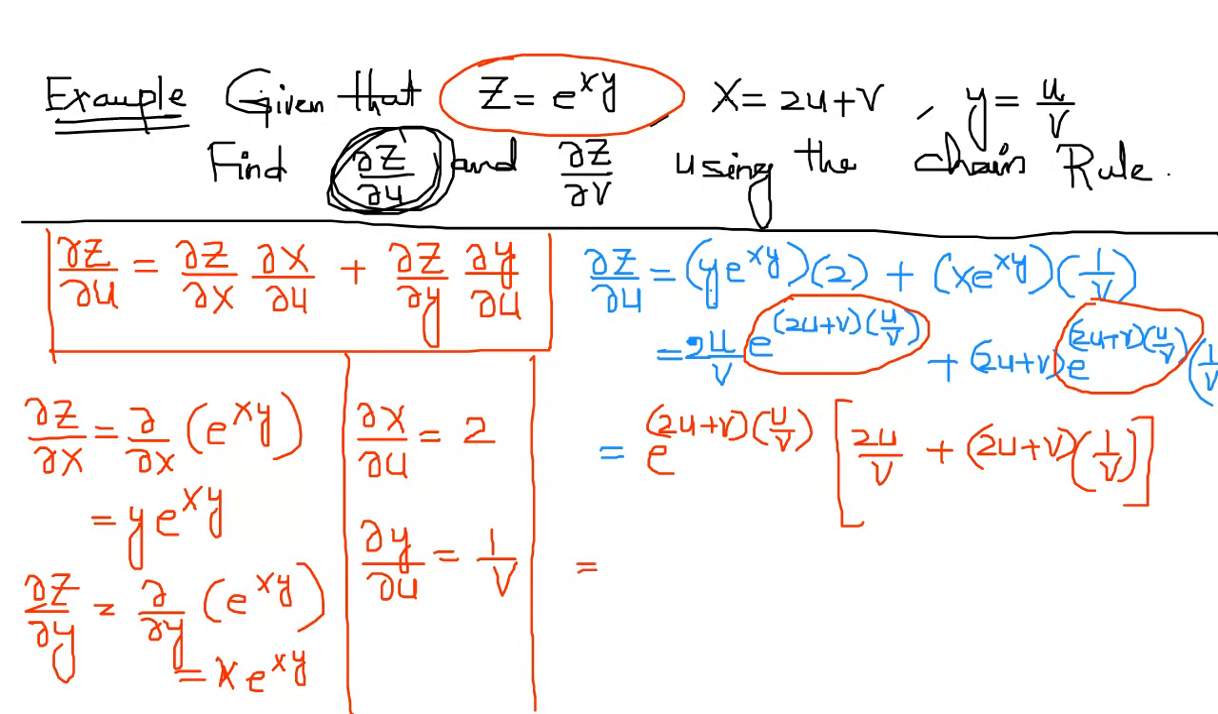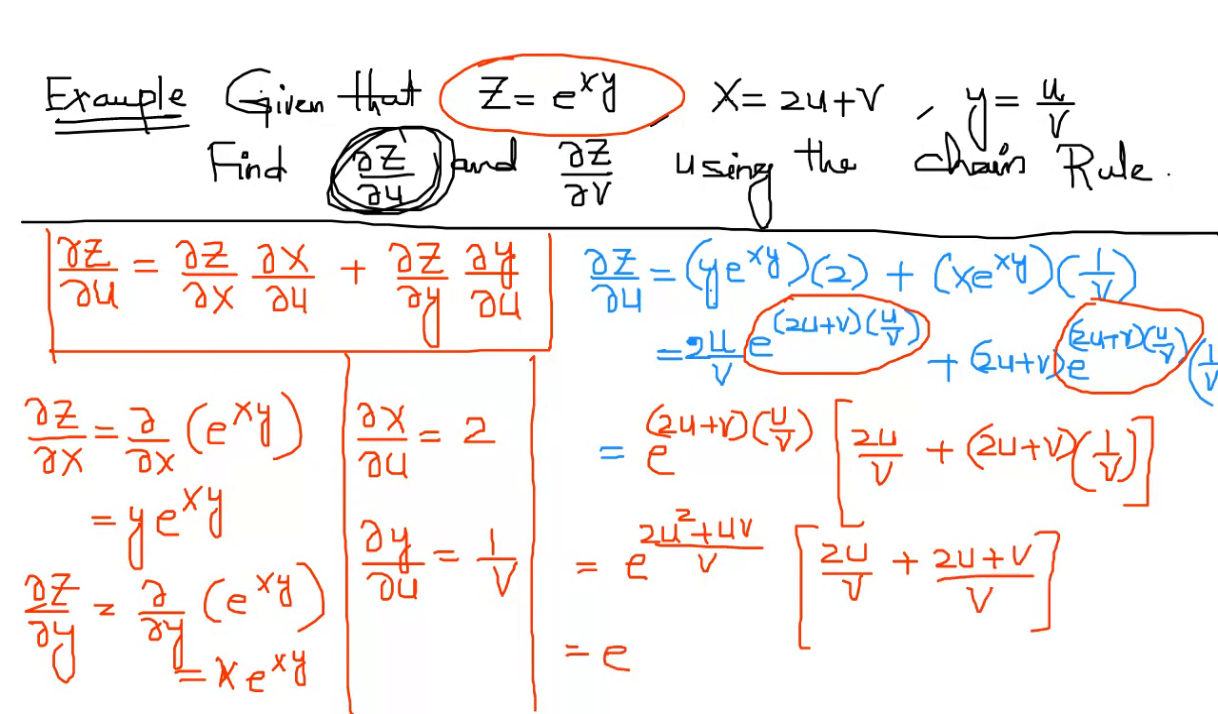Okay, so you can simplify this. The first term is 2u square plus uv divided by v, and the second you can simplify as 2u by v plus (2u plus v) divided by v, which is equal to e power (2u square plus uv) divided by v, and 2u plus 2u is 4u plus v. So this is the answer. Okay, this is with respect to u.